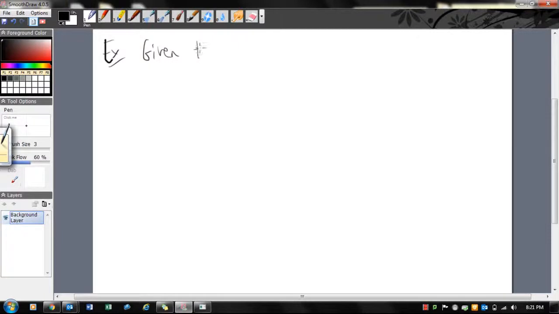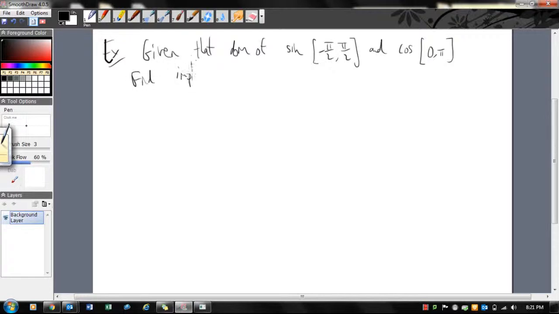So given that the domain of sine is negative pi on 2 to pi on 2, and the domain of cos is 0 to pi, the domains are restricted to that. What we're trying to do is find the implied domain and range of the following. So I'll write: find the implied domain and range of, and I'll just grab one.